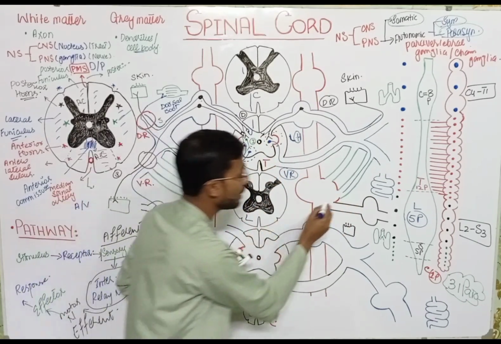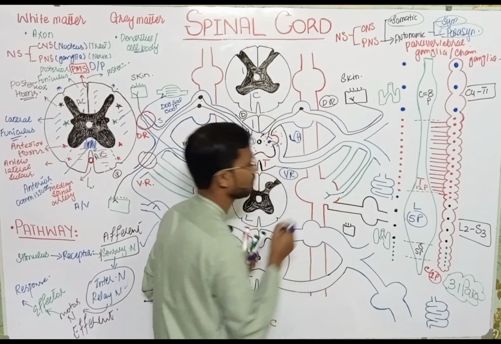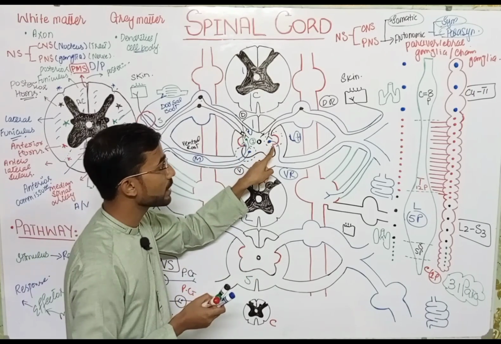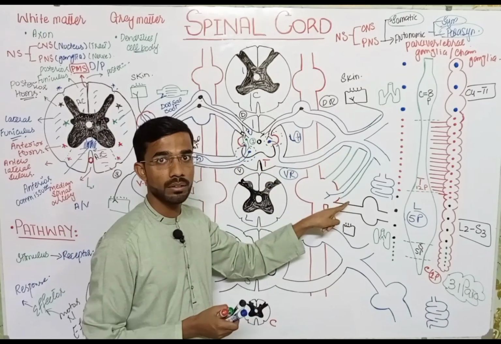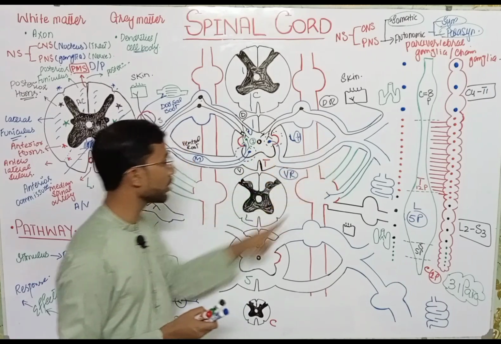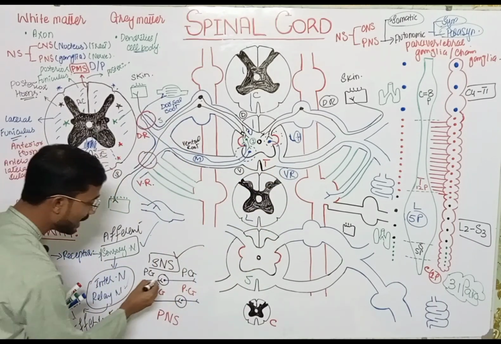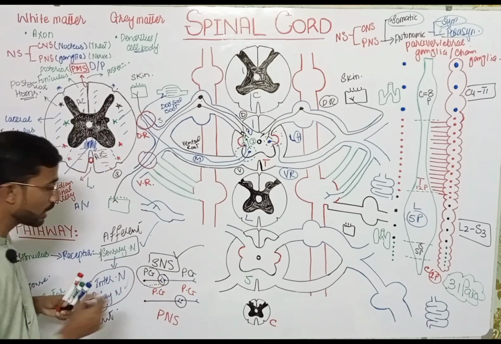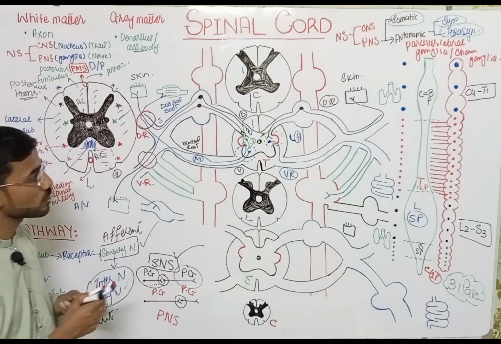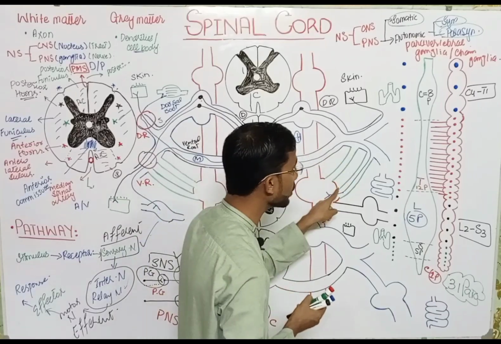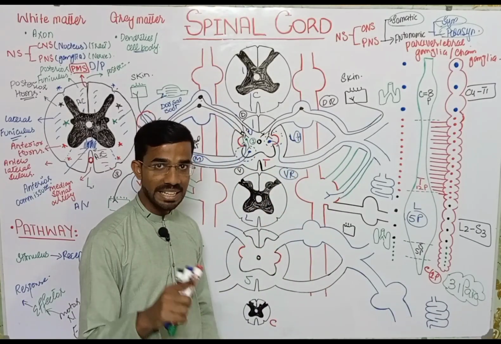Now it will reach here. Now this is actually the preganglionic neuron. This is the preganglionic neuron, as we discussed. In the sympathetic, the preganglionic neuron is short, the postganglionic is long. So if you see, this is the preganglionic neuron, and this is myelinated.